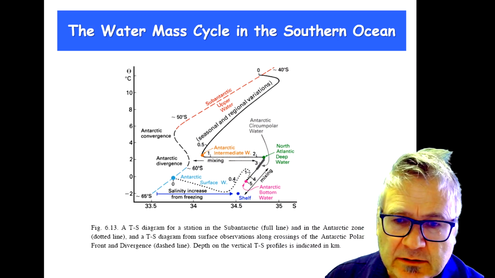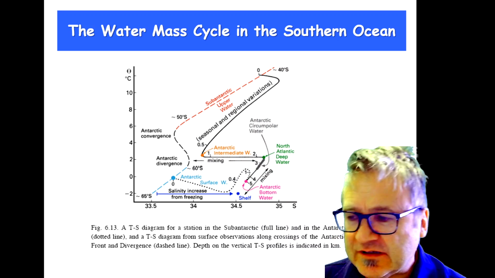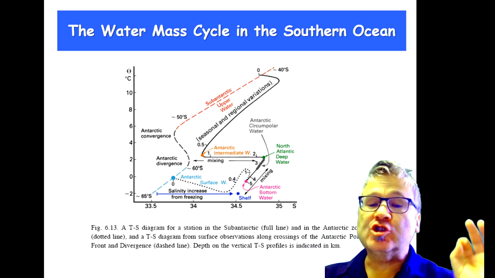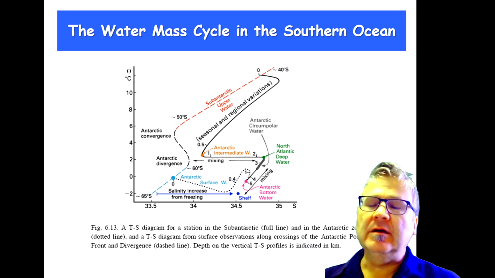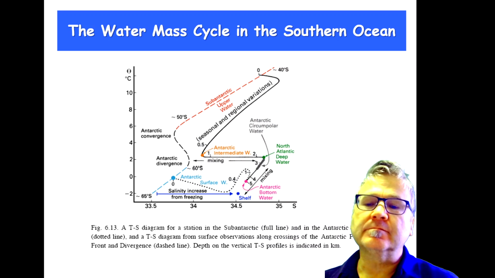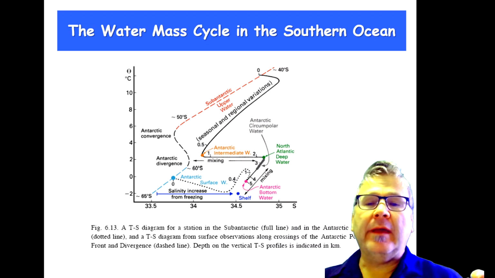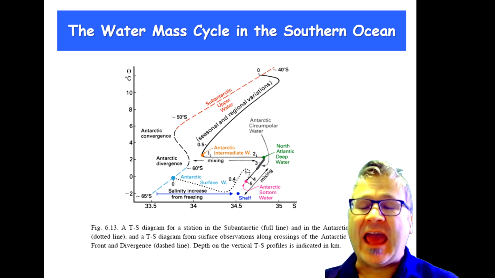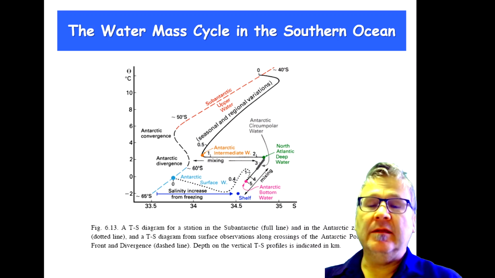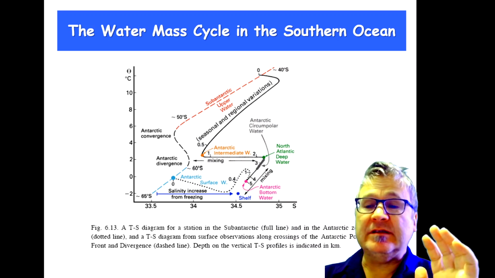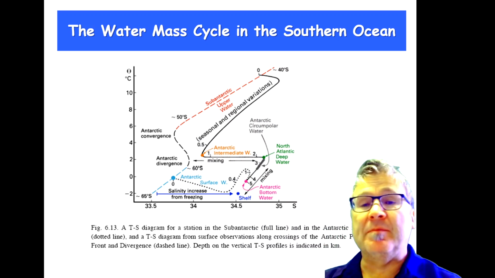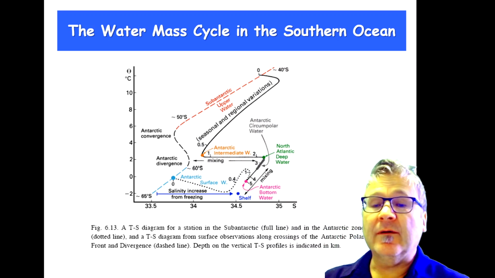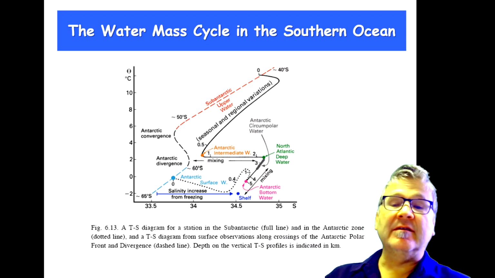So here's the last hardcore slide of this lecture. What's shown here is actually the water mass structure in the Southern Ocean, and also processes that actually modify the structure. Okay, so let's have a look at it. This is a TS diagram. On one axis is temperature, on the y-axis. Okay? And on the x-axis is salinity.